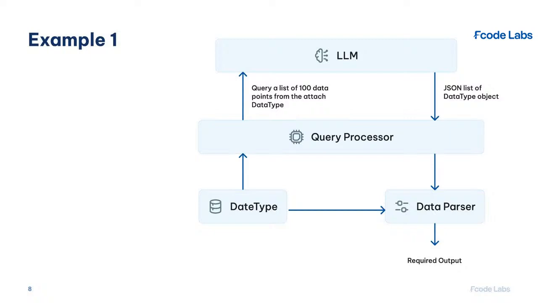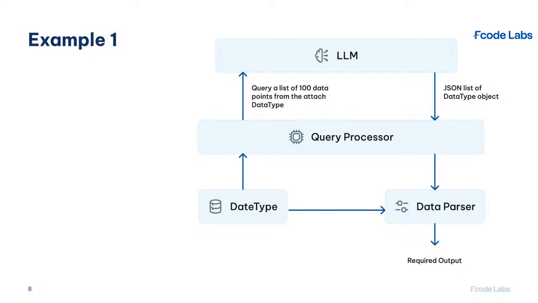With the data type, we send the LLM query: give me a list of 100 data points that will match this data type. We send that query to LLM, and LLM will output a JSON object. We parse this JSON object according to the data type we have, and we have our required Python objects with us.